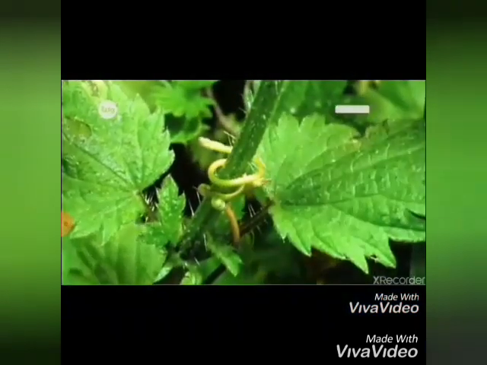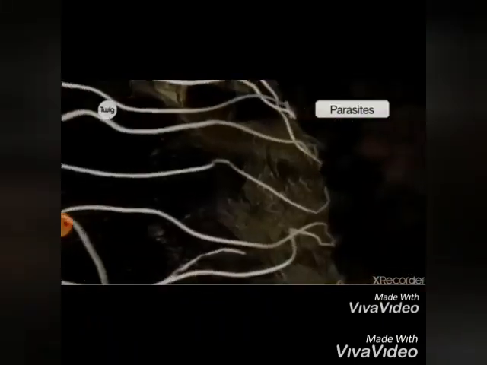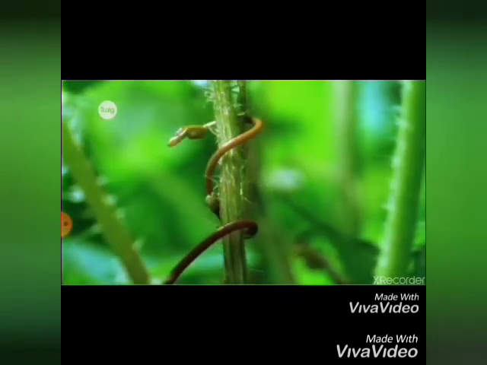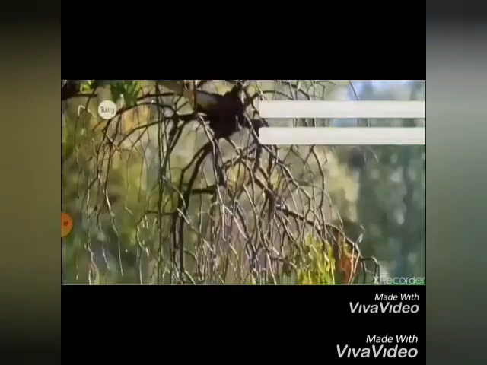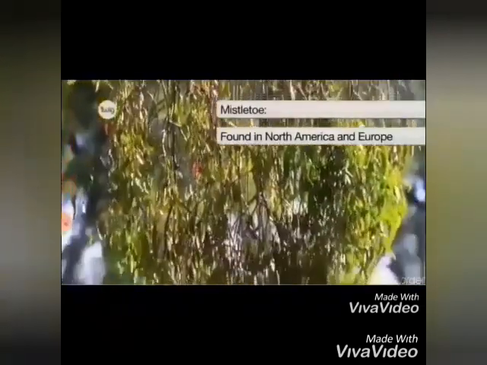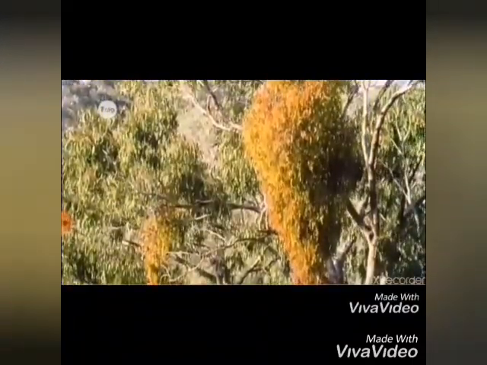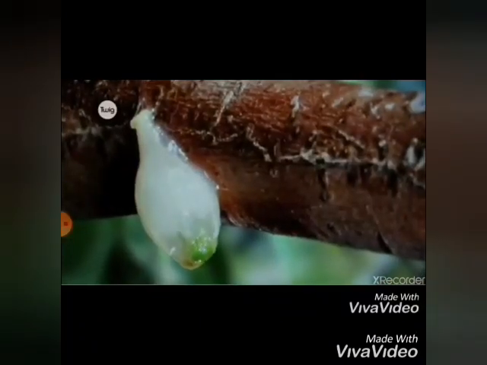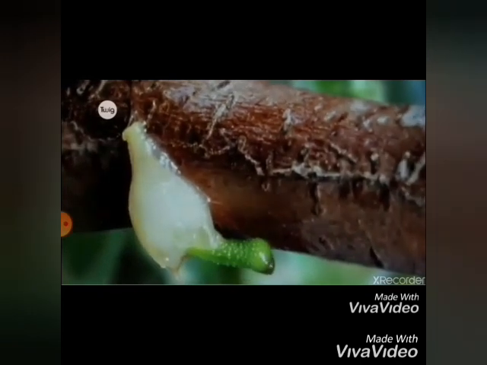A parasitic plant is one that partially or completely depends on another plant for nutrition. See how the parasitic plant climbs over the host plant. An example of a parasitic plant is mistletoe. The parasitic plants develop special roots which penetrate into the tissues of the host plant. They absorb the prepared food from the host. See how it is penetrating inside the tissue of the host.